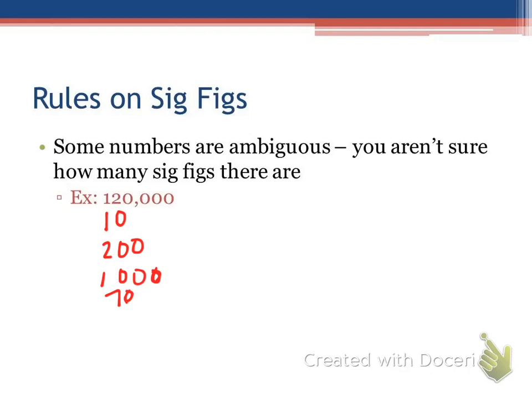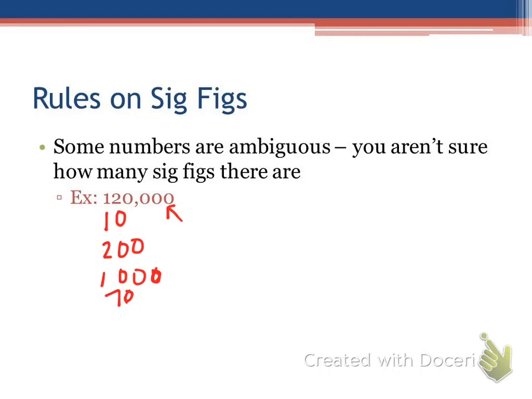So we don't know how exact these values are. We don't know, is it around 120,000? Is it 119,000? It's rounded up. Is it exactly 120,000.0? We don't know because there's not enough information there.